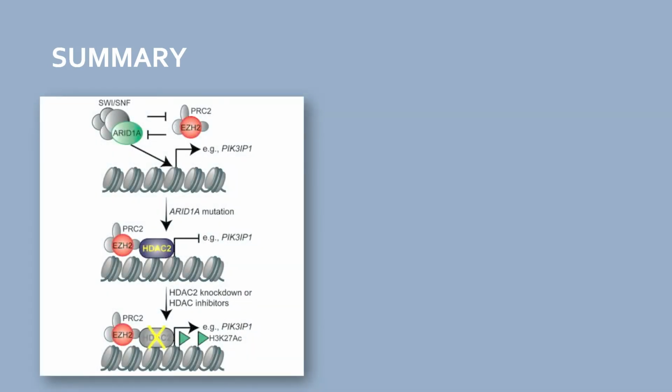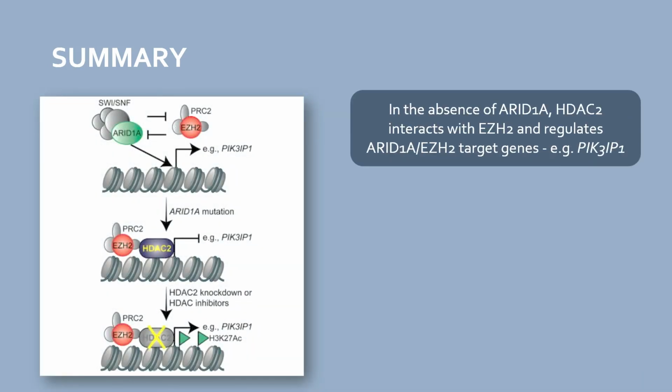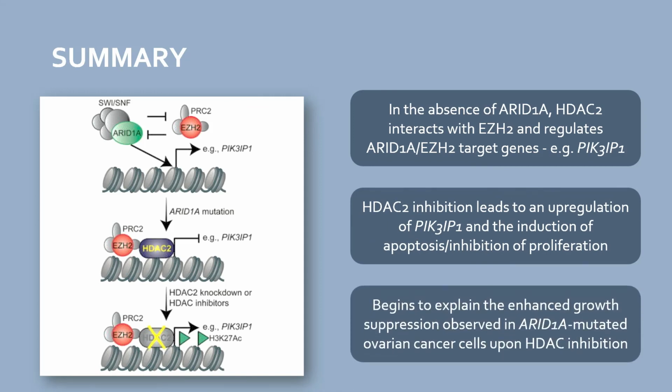Overall, this HDAC2 mechanism that the scientists found, which is summarised here, helps to explain how ARID1A mutated ovarian cancer cells are sensitive to HDAC inhibition. Targeting this mechanism using already approved Pan-HDAC inhibitors is a very viable therapeutic strategy, and with the incidence of ARID1A mutations in ovarian cancer, it is urgently required.